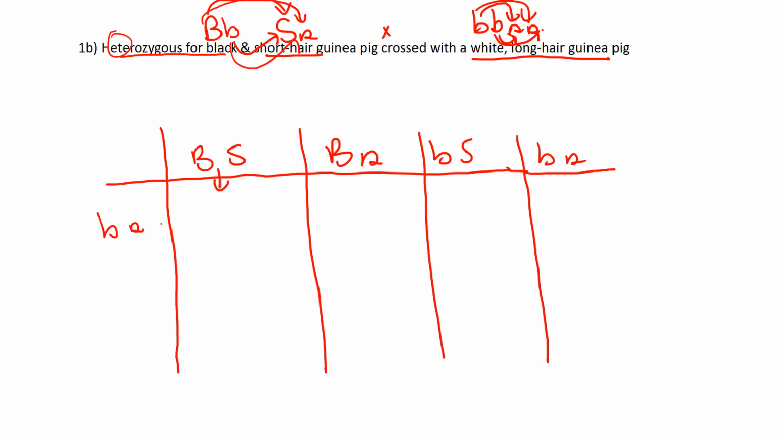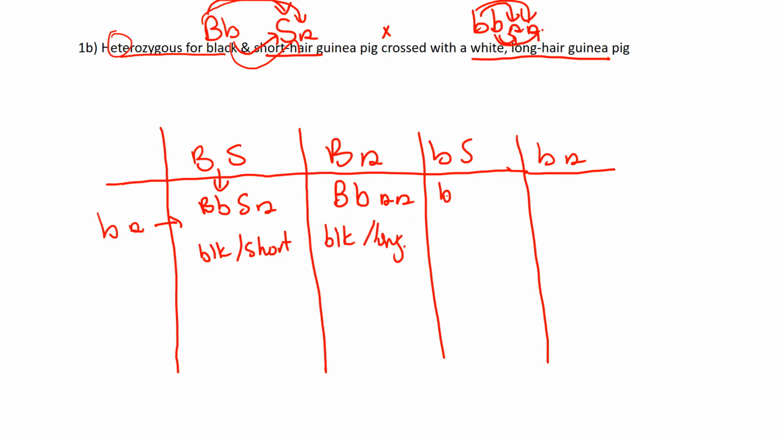Now we're going to show fertilization. We're going to bring the B's and the S's together, so the alleles of each trait together, showing the dominant allele first. So big B, big S, little s. If we go back and take a look at that other legend, this is going to be black and short hair. Big B, little s, that's going to be black with long hair. Little b, big S, little s, little b's is going to be white with short hair. And little b, little s, that's going to be white with long hair.